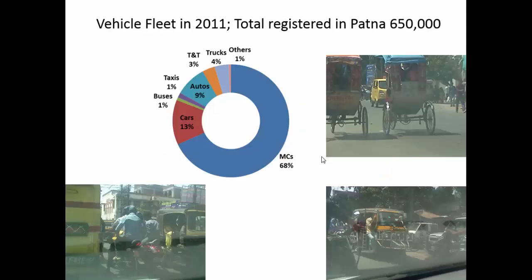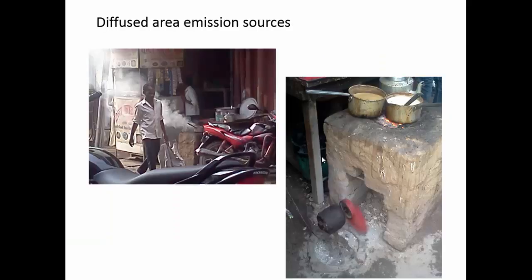The vehicle fleet majority is motorcycles, followed by cars, autos, and a certain number of trucks. These trucks are registered in Bihar state, but there are a lot of trucks that pass through the state because this is part of the Indo-Gangetic commercial corridor. For diffuse area sources, a lot of domestic sources still use coal and biomass for cooking and heating, so an inventory was put together for that.